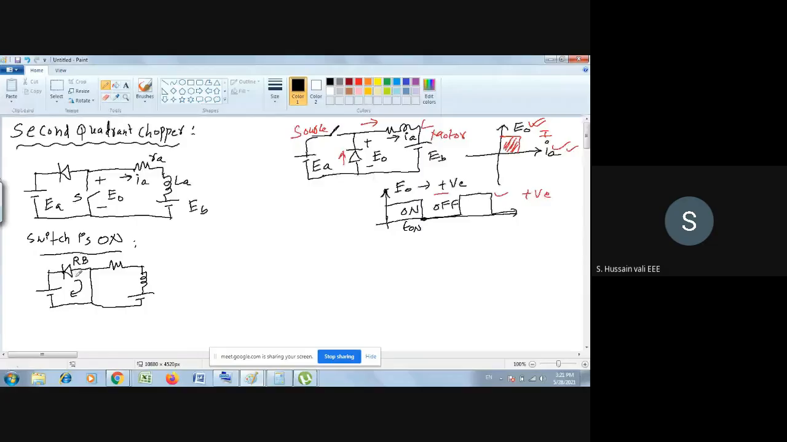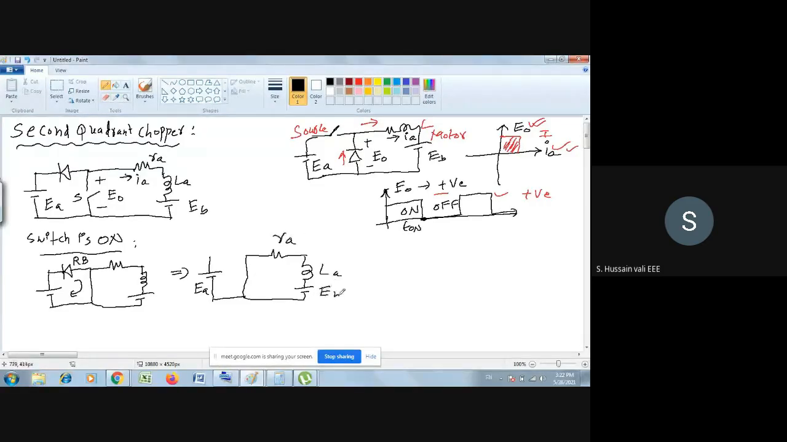So if the diode becomes reverse biased, what is the circuit diagram? The equivalent circuit diagram becomes this. The supply here is disconnected completely, something like this. Disconnected like this. So it is closed. Now you see RA, this is LA, this is EB.